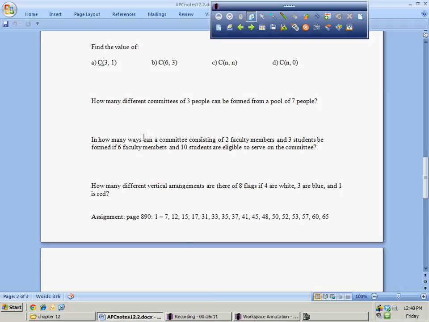So this way, 3 combination 1, that just comes out to be, anyone?